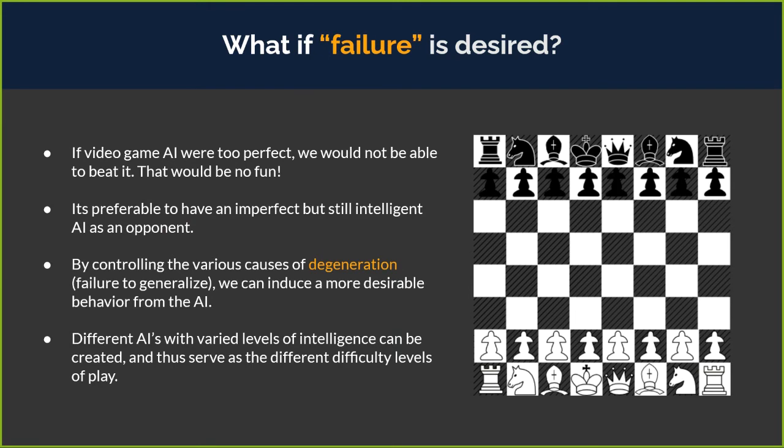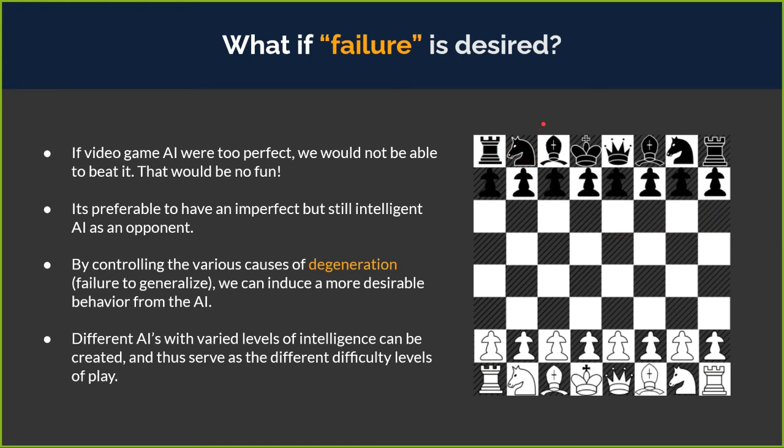So what happens if failure is desired? An example that I thought of just on the fly the other night was, if video game AI is too perfect, we're not going to be able to beat it. And that just wouldn't be fun. What fun is it to play against an opponent you can never beat, no matter how hard you work? And as such, it's preferable that we have an imperfect, but still relatively intelligent AI as an opponent. One that still understands the rules of the game, but isn't a chess grandmaster, in this chess scenario that we've dreamed up.